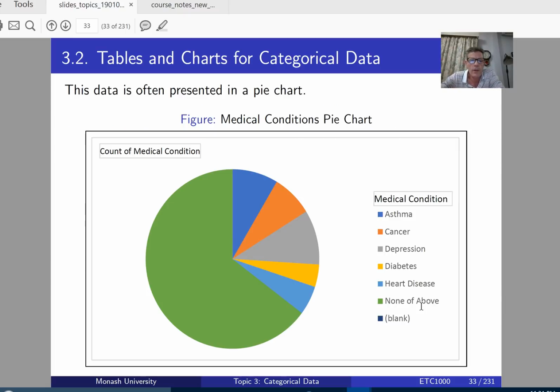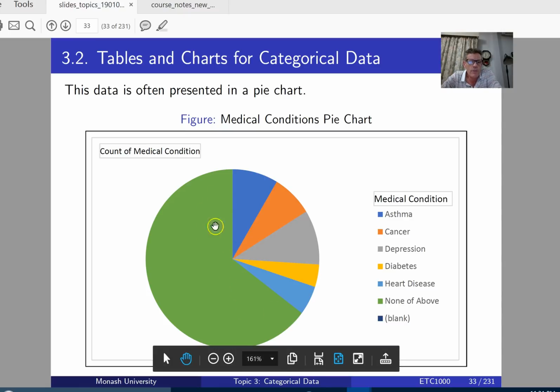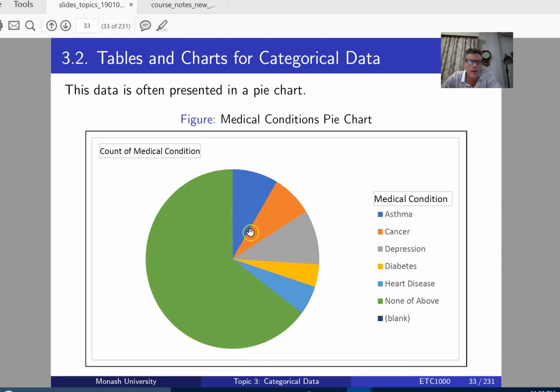Or you might want to represent it in a bar chart, which is just another way of showing how this thing's distributed. And again, this is a pie chart. This is not a great example because it's dominated by the none of the above category. So if we imagine this pie chart without that category, we'd be able to see quite clearly which are the bigger slices of the pie and which are the smaller slices. But it's there as an option, sometimes a good way to communicate things.